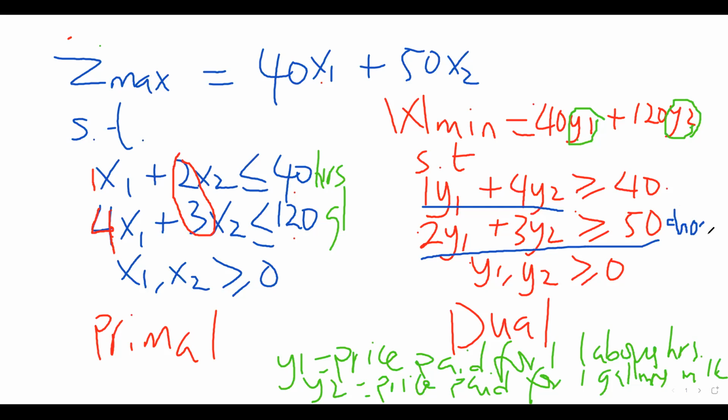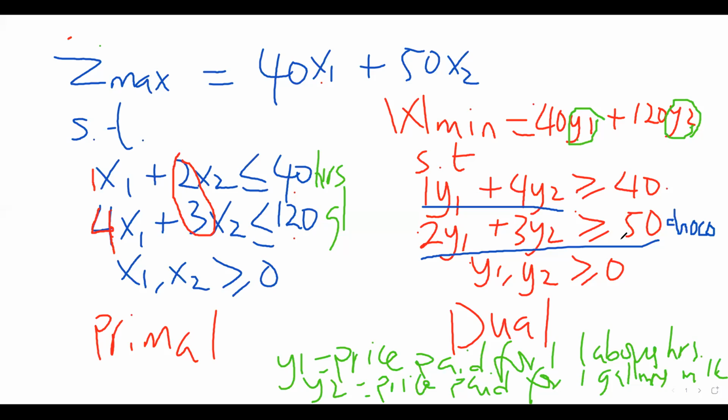So what does that mean, choco? If you had to take the whole of the constraint, what does that mean? Now, this is a little bit tricky, but you can get it. So I'm going to explain the 2Y1 plus 3Y2 greater or equal to 50. And the key point is that resource prices must be set high enough to induce the company to sell. So if you look at the value, we have 50 Ghana cedis for choco.